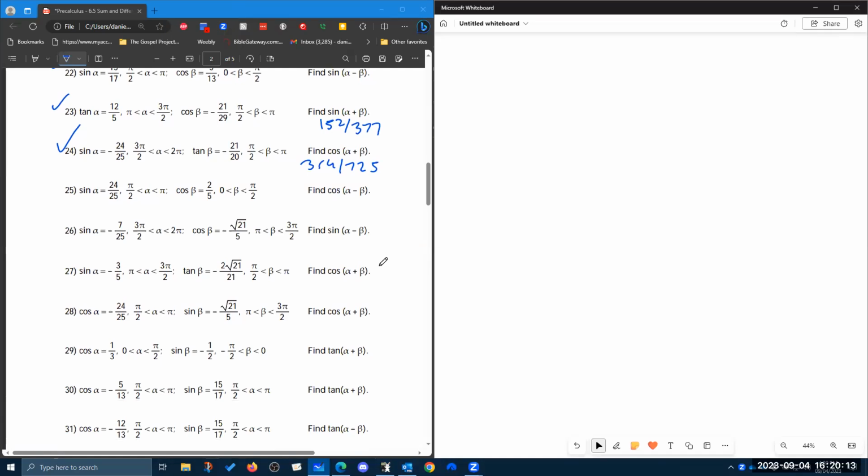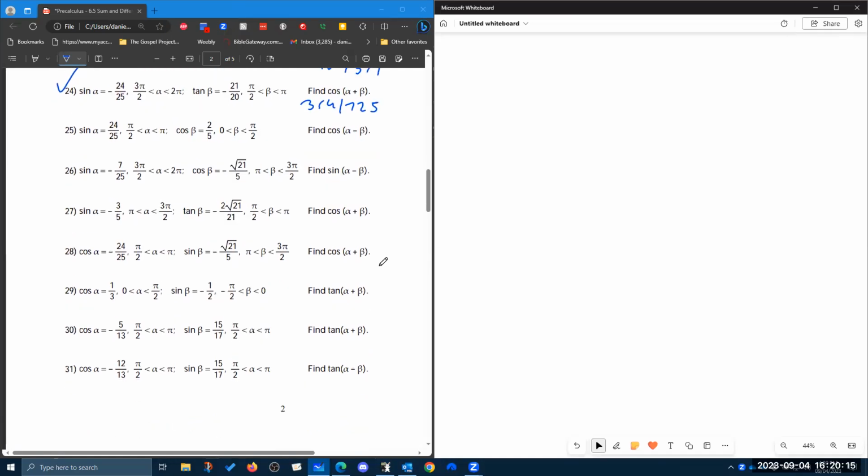We have lots more problems to go here, so hang on. This is an important skill, so we get lots of practice at it.